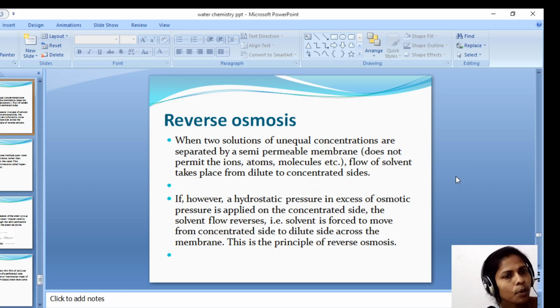We know the seawater is highly impure water and it is a highly concentrated solution, whereas the pure water is a low concentration solution. But what is reverse osmosis? The solvent particles transfer from high concentrated solution to low concentrated solution. Here the high concentrated solution is the seawater and the low concentrated solution is the pure water.